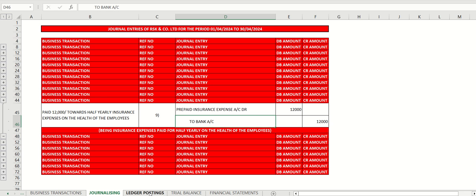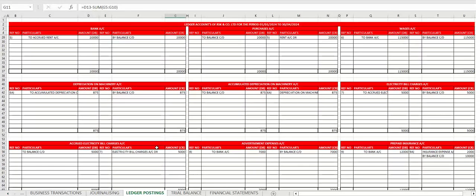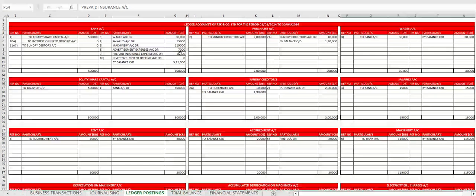Now let's move to the ledger postings phase and see whether these accounts are being created and the entries are being posted or not. Prepaid insurance account. In prepaid insurance, to bank account 12,000. In prepaid insurance we are done, right? So to bank account 12,000. In bank account we will check. See, 12,000 got created in bank account.